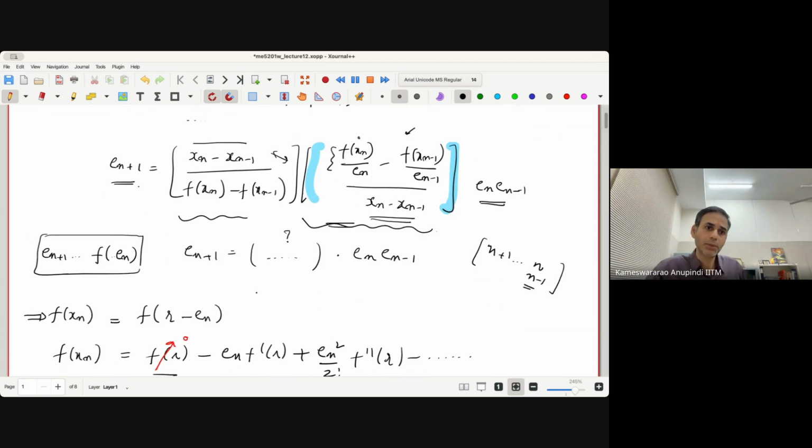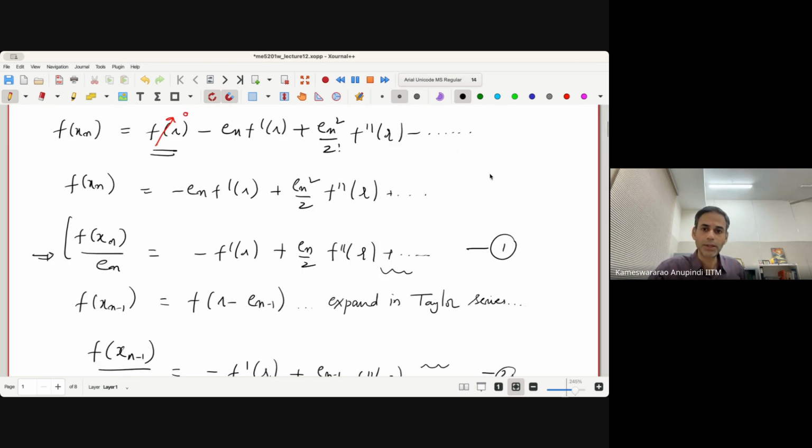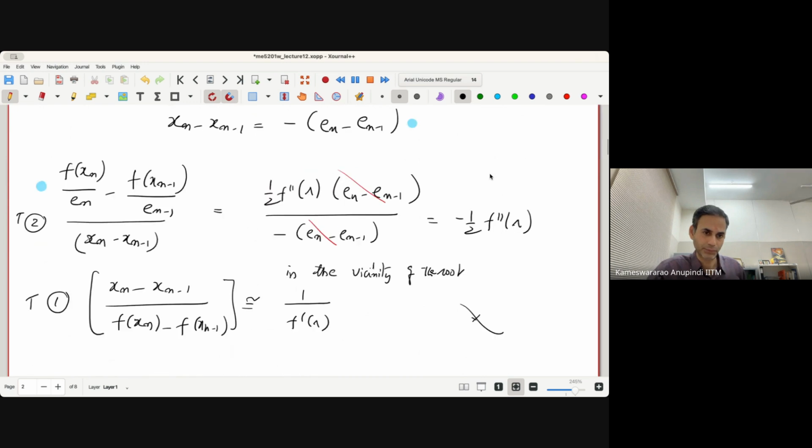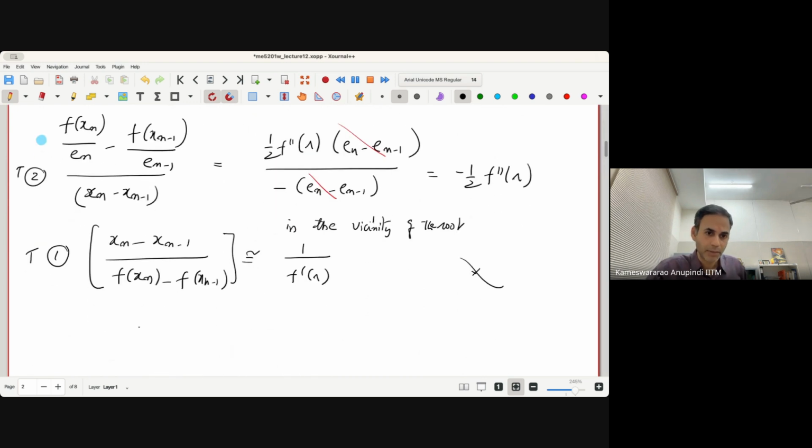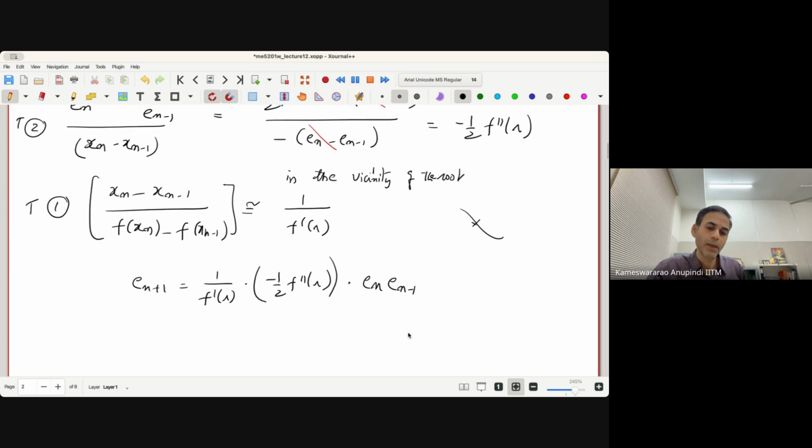That is e_{n+1}, right? So essentially e_{n+1} equals this times that. Okay, so that means that's going to be times e_{n-1}. Okay, that means I can put these together, which basically gives me e_{n+1} equals, the first term is 1 by f prime r, times the second term, minus 1 by 2 f prime r times e_n times e_{n-1}. Now, what is this quantity?